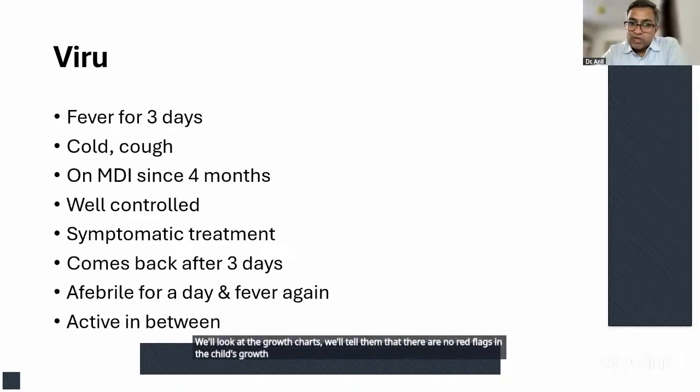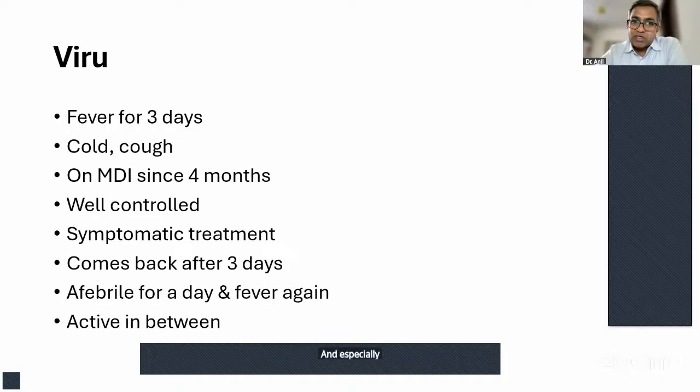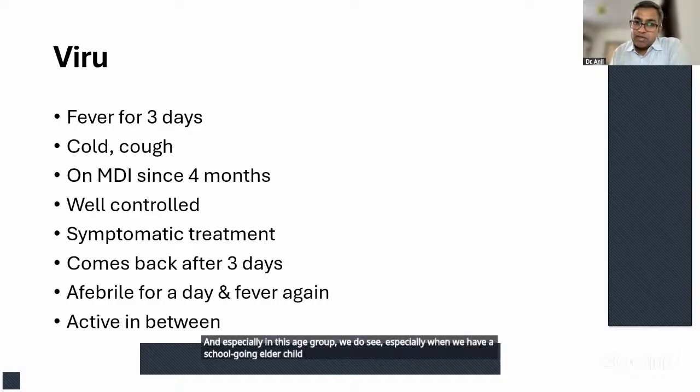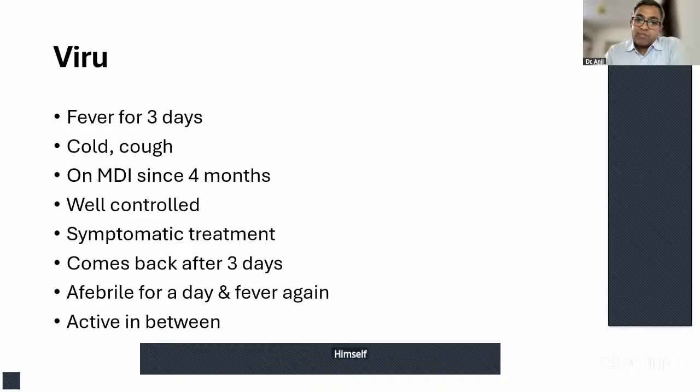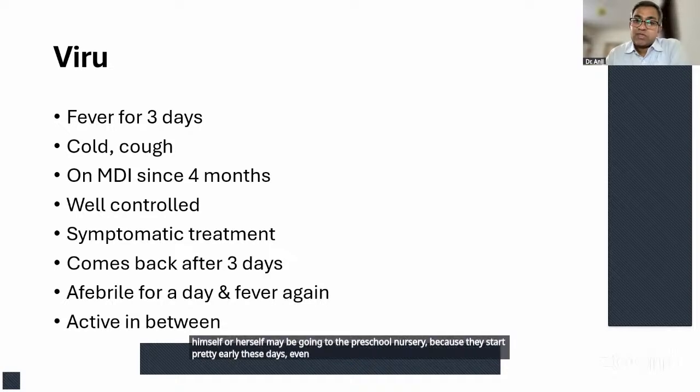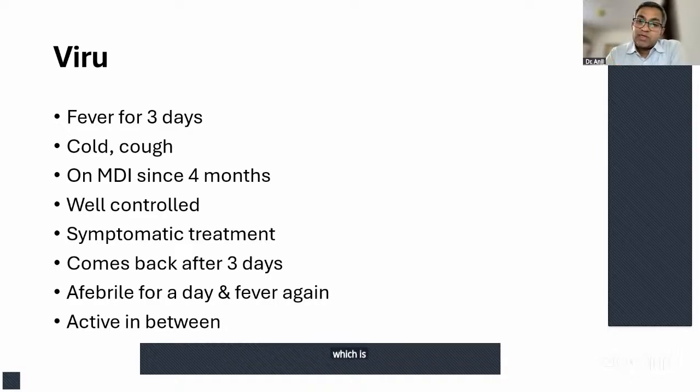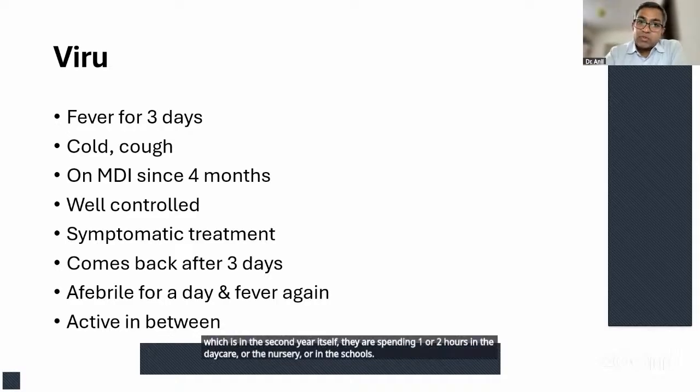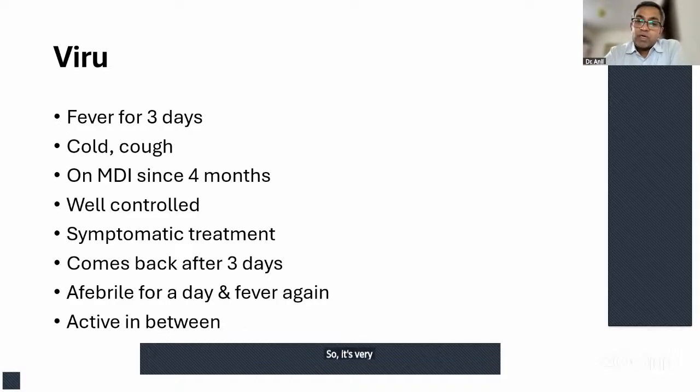Child is growing fine. Especially in this age group, we do see, especially when we have a school-going elder child, or this child himself or herself may be going to the preschool nursery, because they start pretty early these days. Even in the second year, kids are being sent to pre-toddler classes. They are spending 1 or 2 hours in the daycare or the nursery or in the schools. So it's very common for them to pick up all these other viruses from the other children. This is how, as a child is growing, the immunity is also growing.